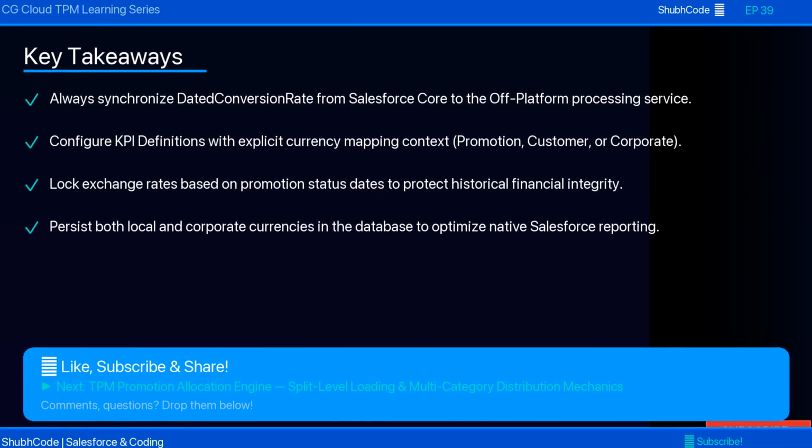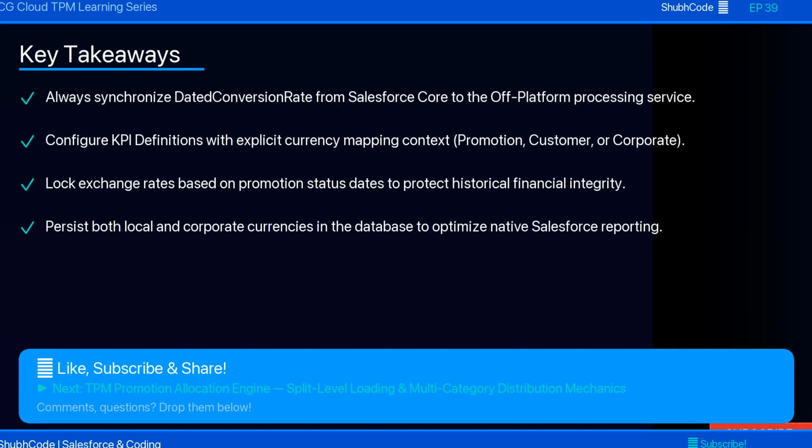Alright, let's wrap up. Here are the key things to remember. Always synchronize DatedConversionRate from Salesforce Core to the off-platform processing service. Configure KPI definitions with explicit currency mapping context: promotion, customer, or corporate. Lock exchange rates based on promotion status dates to protect historical financial integrity. Persist both local and corporate currencies in the database to optimize native Salesforce reporting.